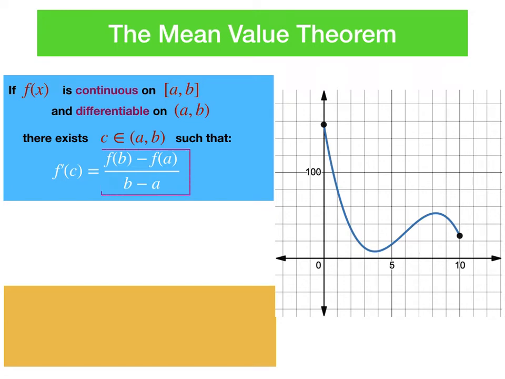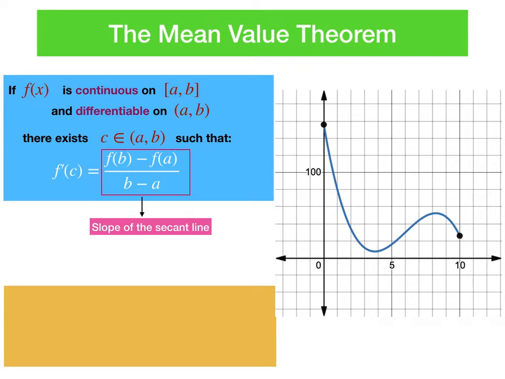And you can notice that this formula here is the slope formula of a secant line that goes through the two endpoints of the interval, a, f of a and b, f of b.